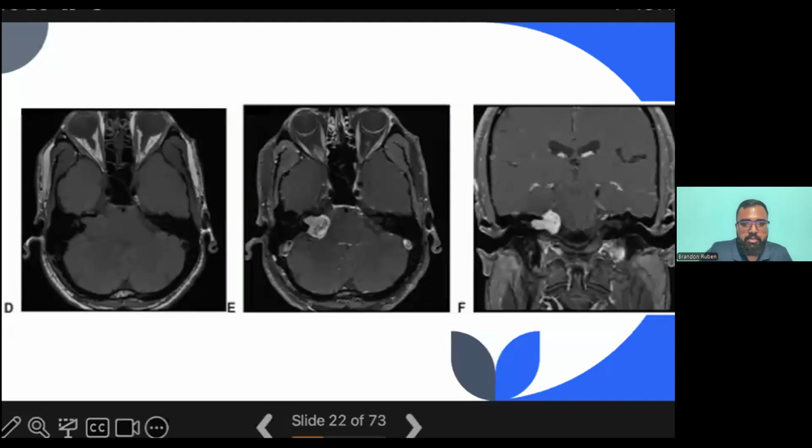On image D, you have the axial T1 pre-contrast image, which shows a heterogeneous isointense mass, with E being the axial T1 post-contrast image, which shows a heterogeneous but evenly enhancing mass. And F is the coronal T1 post-contrast, which shows a heterogeneous but evenly enhancing mass.